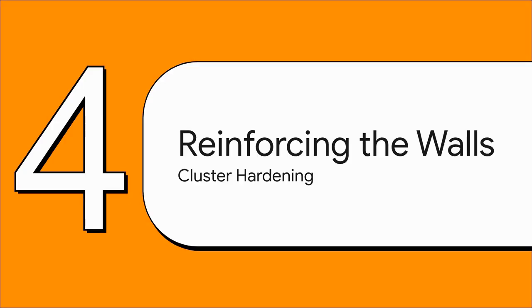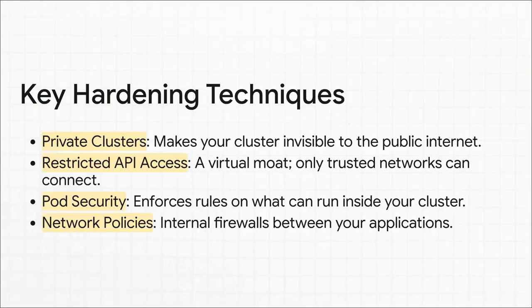Okay, we've secured the gates, we've secured the treasury. Now it's time to reinforce the actual walls of the fortress. This is all about making the entire cluster structure fundamentally stronger and way less exposed to the big bad internet. And there are 4 really critical techniques for this. First, private clusters. This makes the brain of your cluster, the control plane, totally invisible to the public internet. It's like taking your castle off the map.